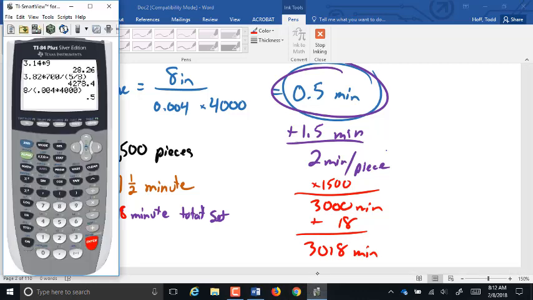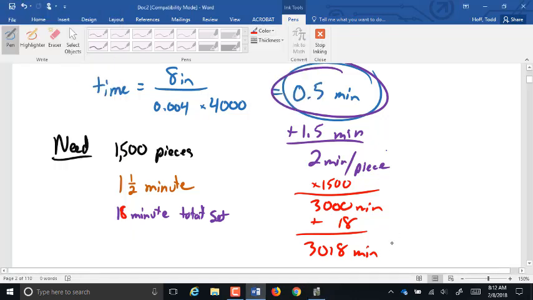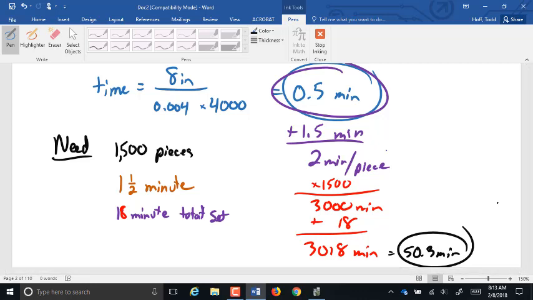3,018 minutes divided by 60, which is what, 50.3? 50.3 minutes. So if I'm bidding this as a job shop, depending on how competitive that bid is, I might bid it as an hour. Or I might try to bid it as 50 minutes to be more competitive, depending on how tight it's going to be.